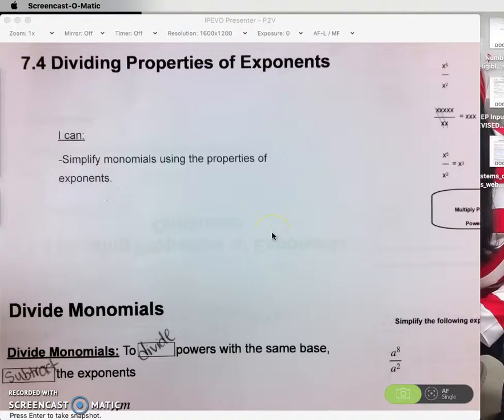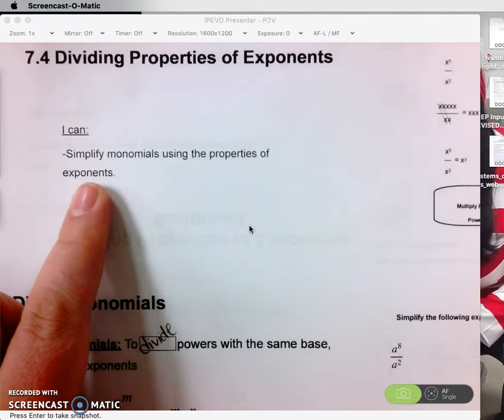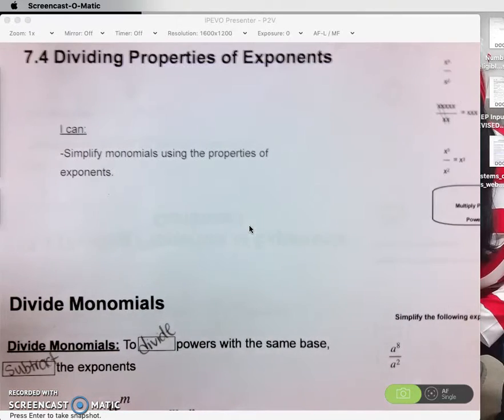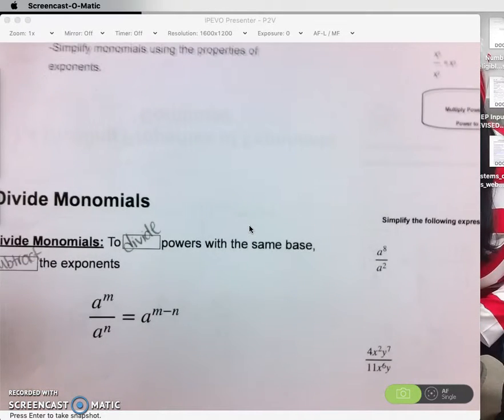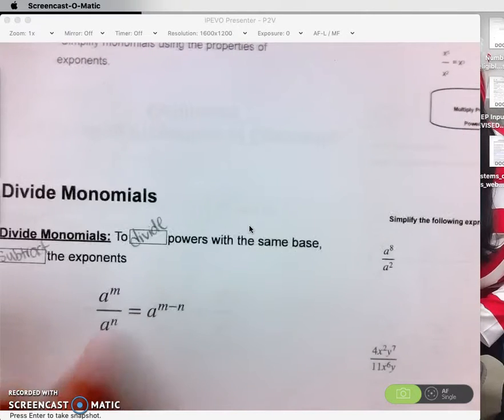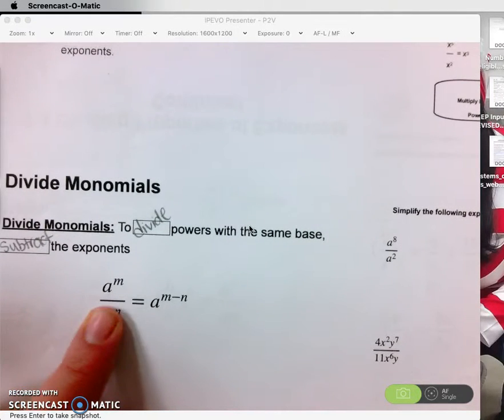Good morning. 7.4 Dividing Properties of Exponents. Today we will be able to simplify monomials using the properties of exponents. So, dividing monomials. A monomial is any term that has one base.